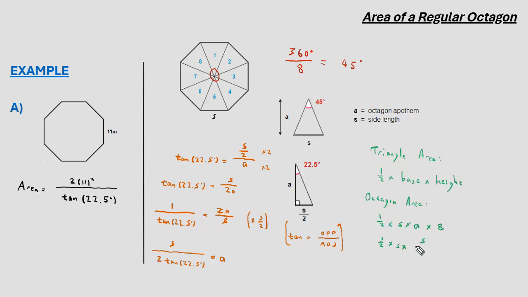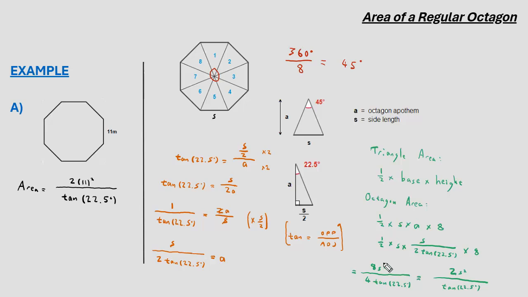So for A we have S over 2 tan 22.5 degrees, of course multiplied by 8, and if we multiply all this out, we have 8S squared on the top line, 4 tan 22.5 degrees, which can be simplified further to just 2S squared all over tan 22.5 degrees, which is what we were doing for example A.